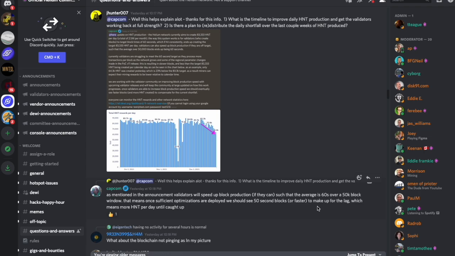Basically, he is just saying they are going to create these blocks faster, create more HNT per day, and the extra HNT that is created per day is then of course going to be distributed on the network. So basically right now we're underperforming the 60 second block time. The target now is to create blocks faster than 60 seconds and then in turn increase the HNT created per day and then have it redistributed.